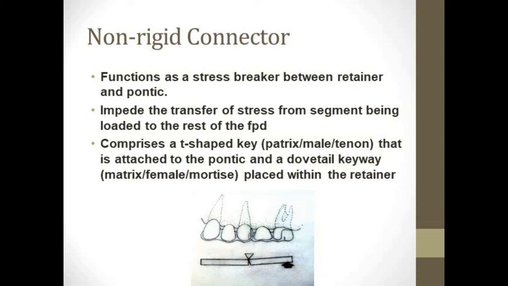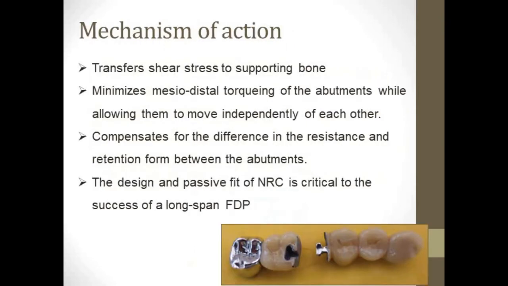Among them, the most common one is that which comprises a T-shaped key, which is also called the male component or the patrix or the tenon, which is attached to the Pontic, and a dovetail keyway, that is the female component, the matrix or the mortise, which is placed within the retainer. So the male component is on the Pontic and the female component is on the retainer. Now let's see how the NRC, or the non-rigid connector, acts as a stress breaker.